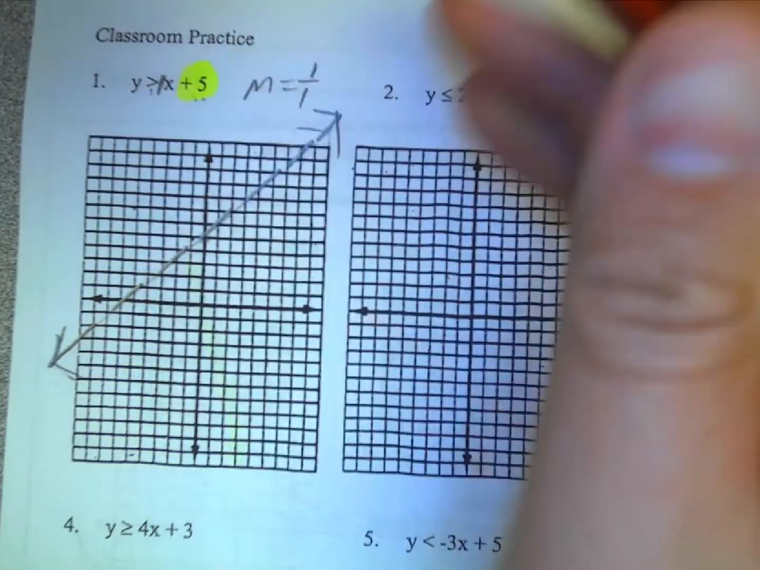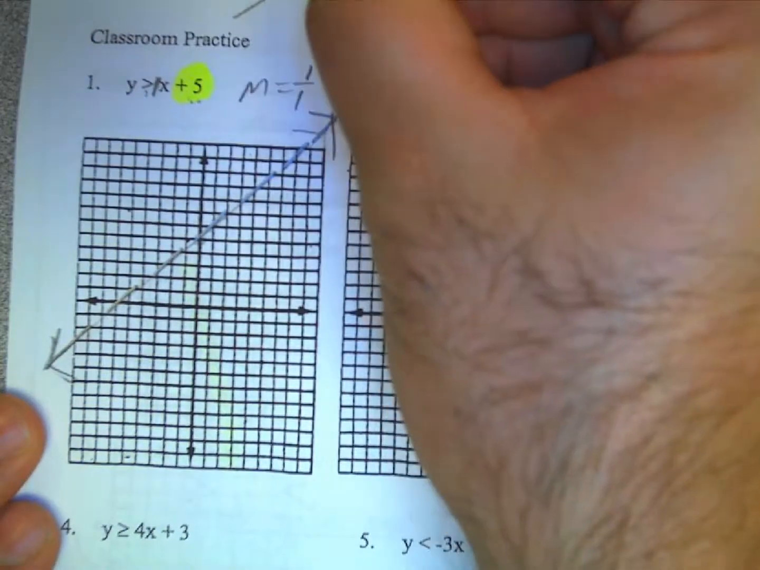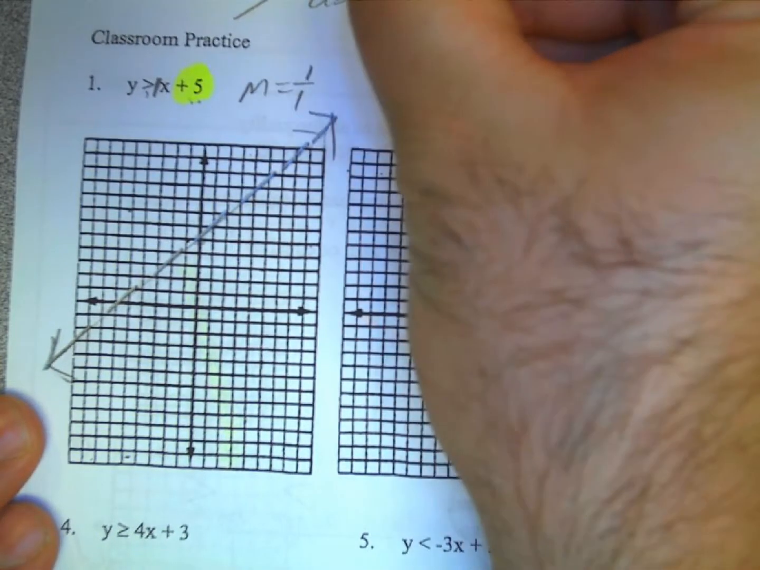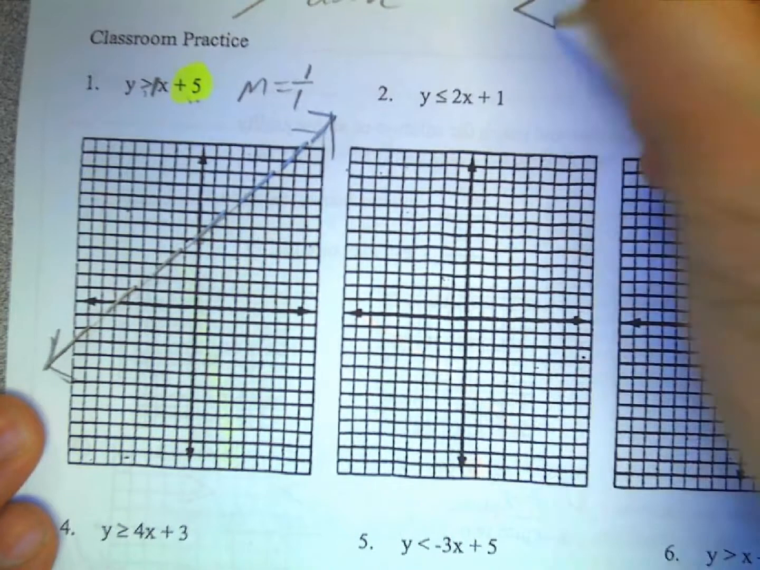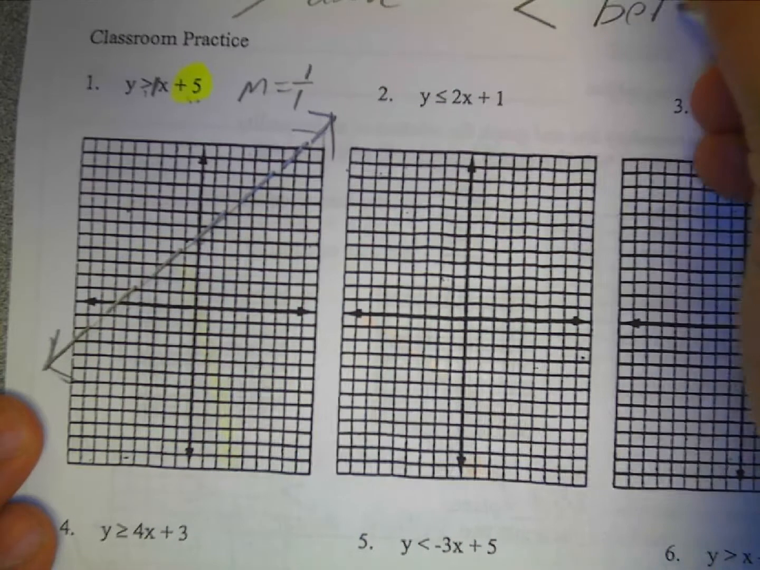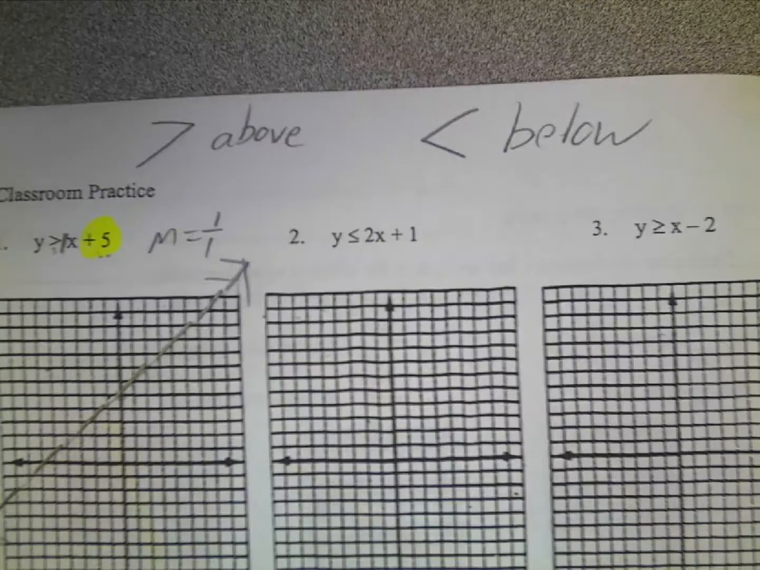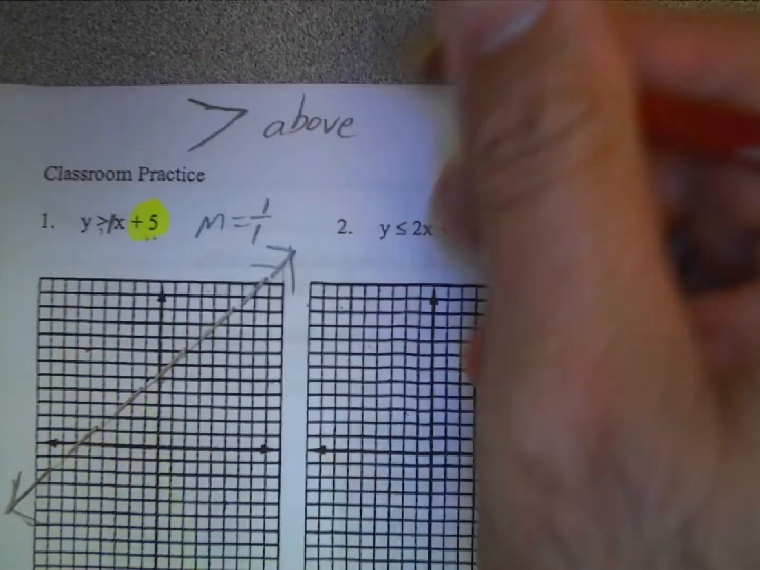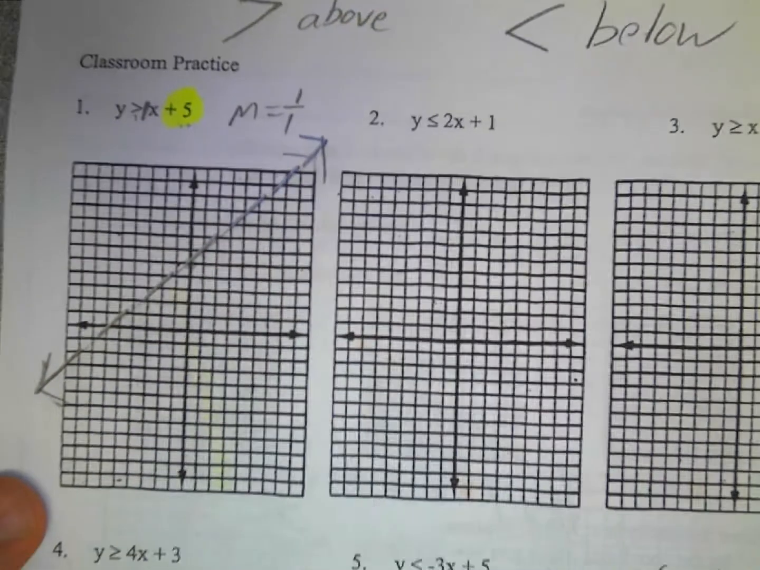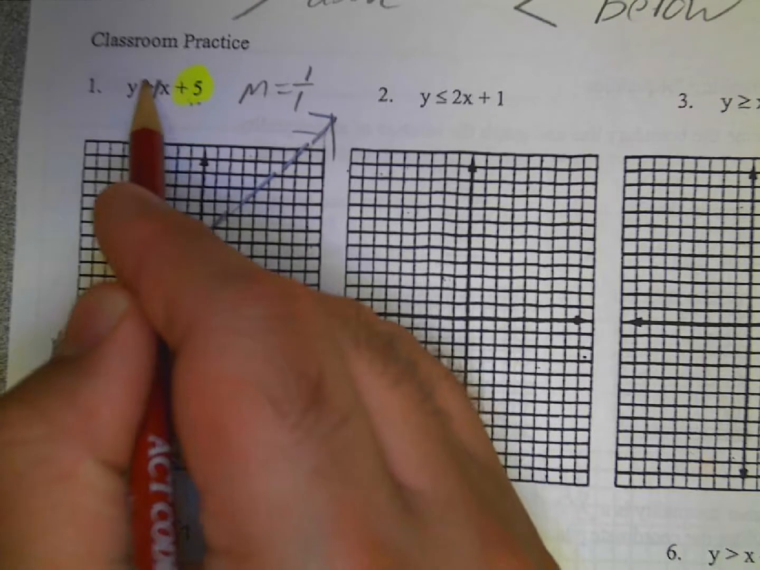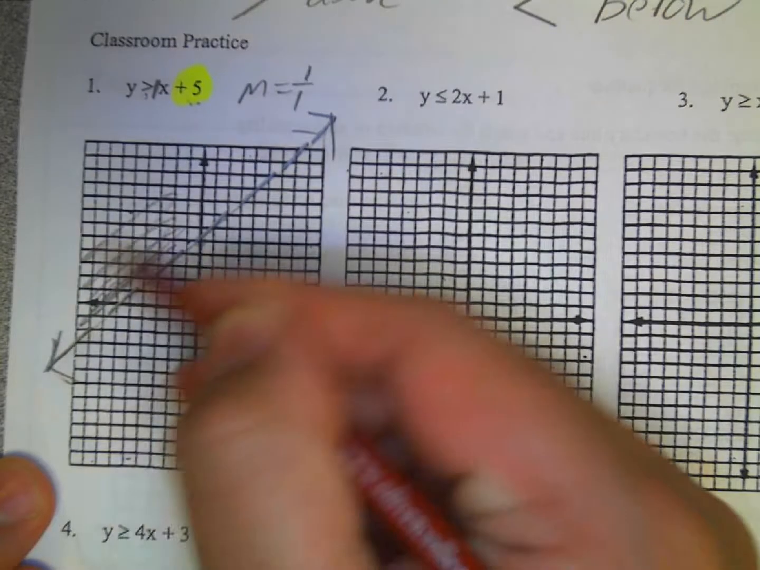Greater than, whenever you see greater than, you're going to shade above. Less than, we're going to shade below. Alright? So greater than, above, less than, below. So in this case, I have a greater than, I'm going to shade above.